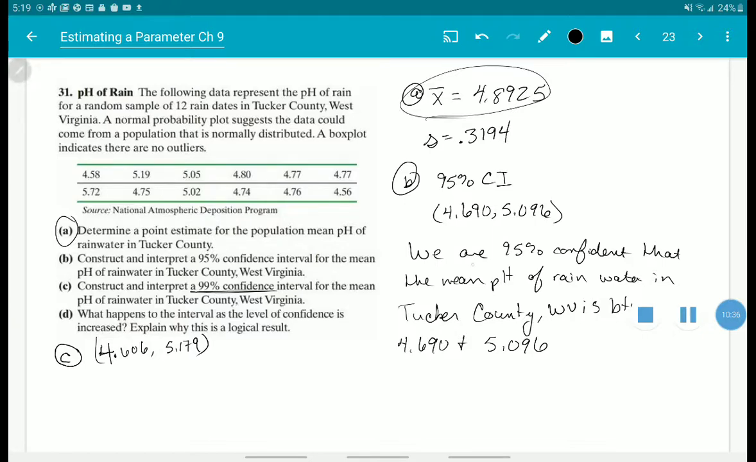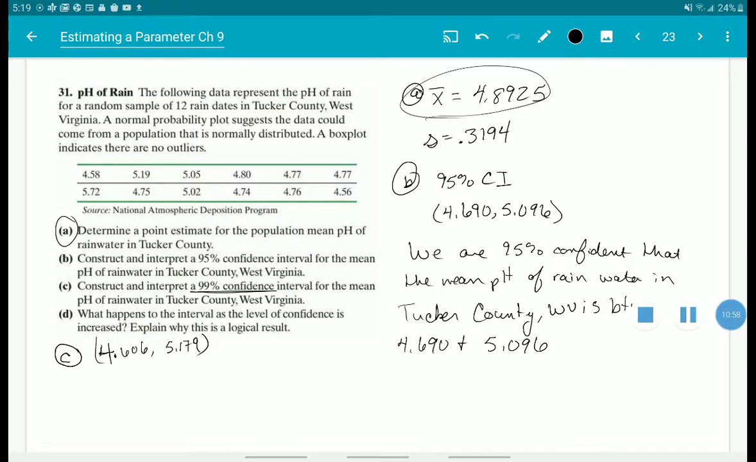So then our statement would be really similar to the one over here. We would just change it to 99%. So we are 99% confident that the mean pH of rainwater in Tucker County, West Virginia is between 4.606 and 5.179.